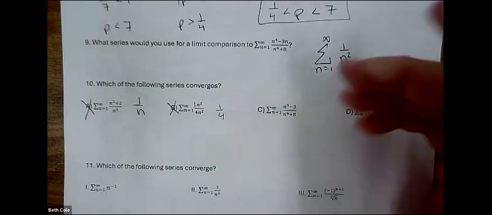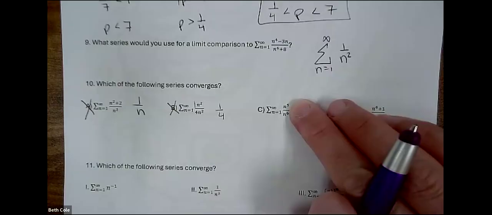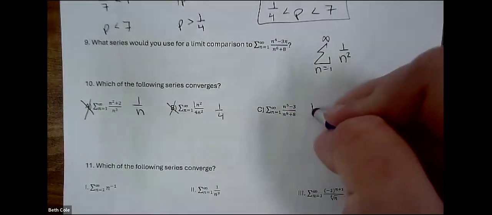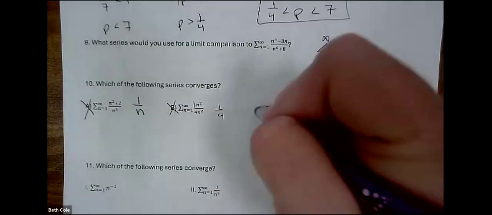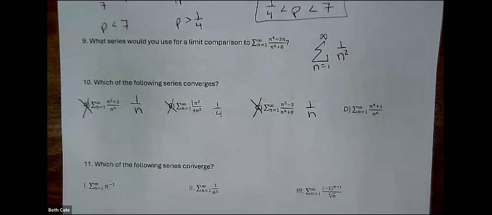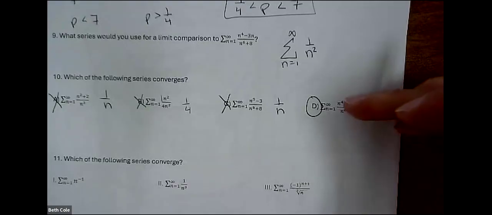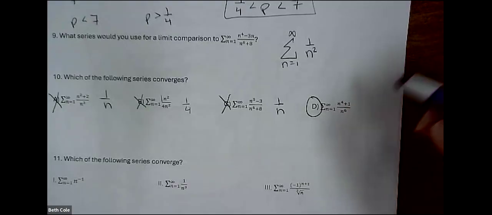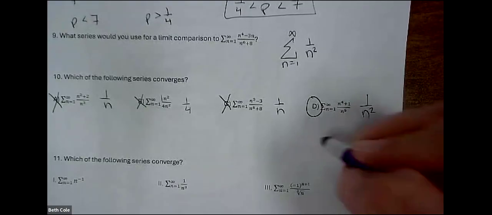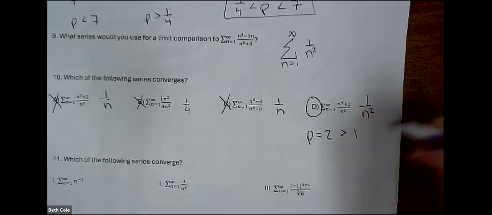For this one, we're going to do another comparison test. If you reduce that n to the 5th over n to the 6th, it reduces to 1 over n. Again, that's your harmonic series, so that diverges. So it's going to have to be this one. For this one, you would do a comparison test to 1 over n squared. So p is 2, which is bigger than 1.